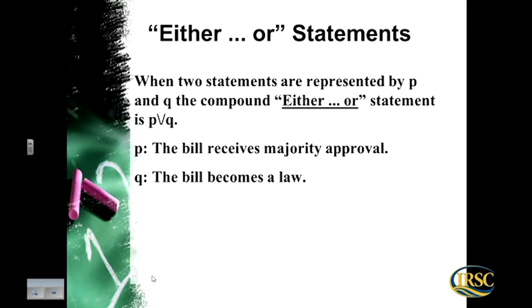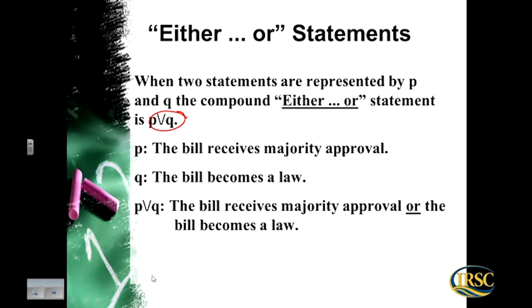So if I want you to write that P or Q symbolization into words, then hopefully you get something like this. The bill receives majority approval, or the bill becomes a law. Notice that I did not use the word either this time. You could have put either in the front and it would have been the same thing, or you could drop it.